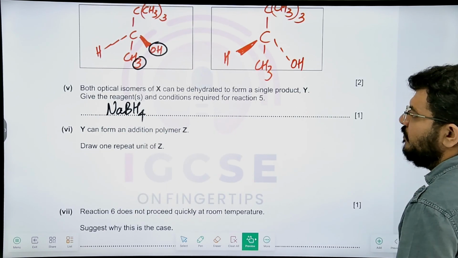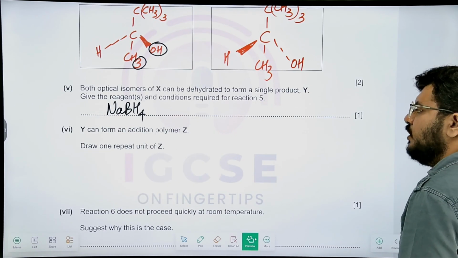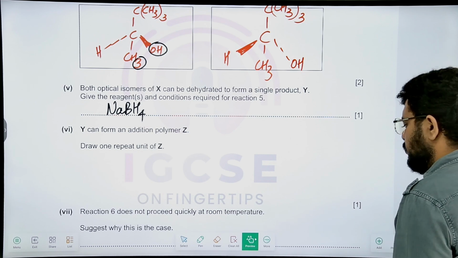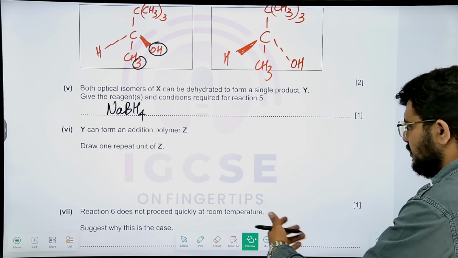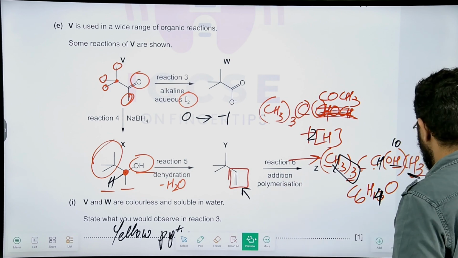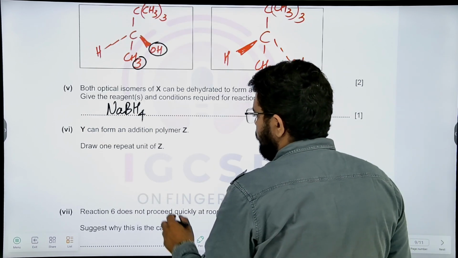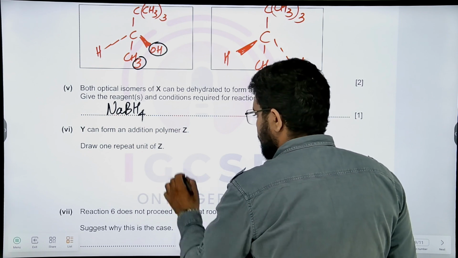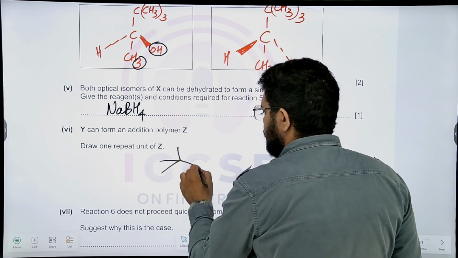Then we have Y can form an addition polymer Z. Draw one repeat unit of Z. For that, let's first draw the Y. Okay, so we have 3 and then 1 and 2 and a double bond over here. So we have this is there, and this is there.